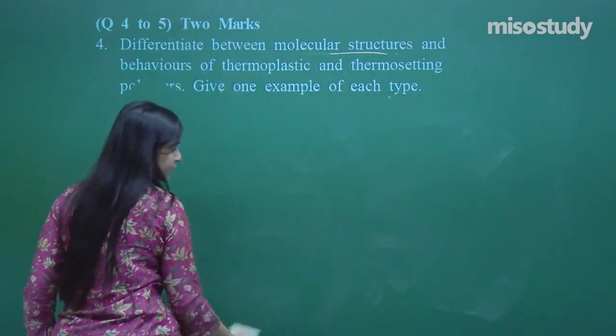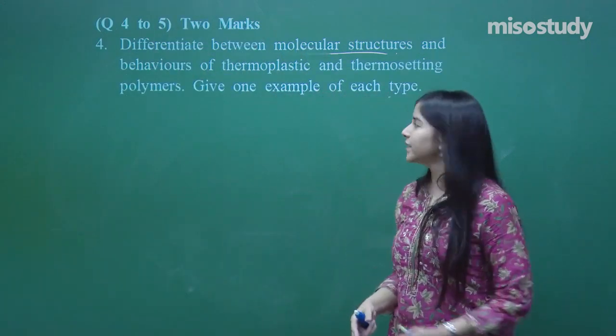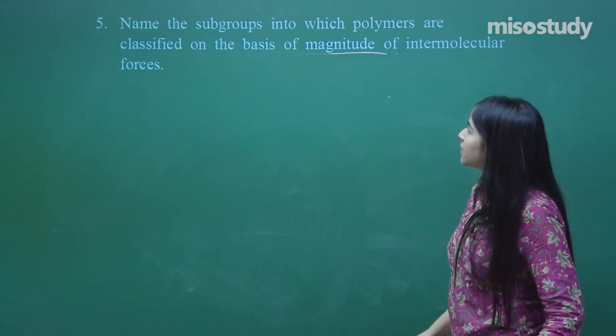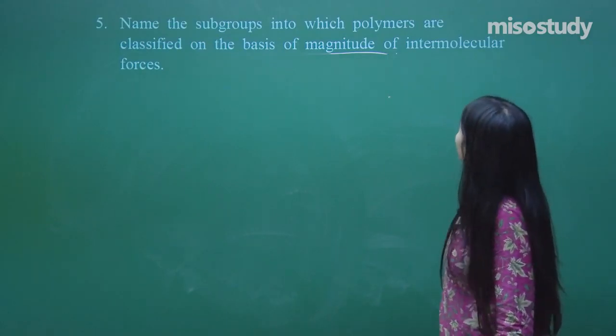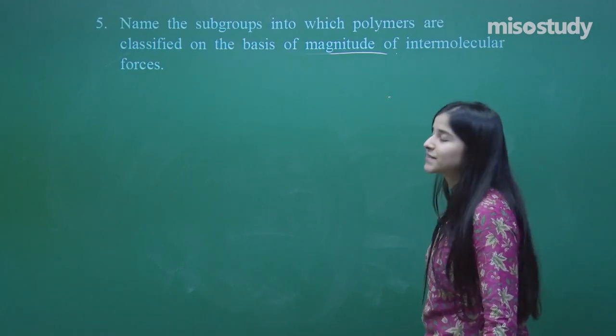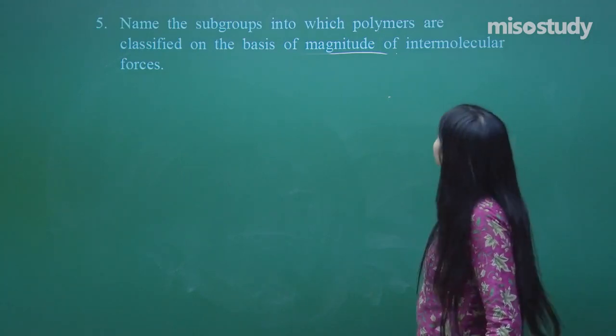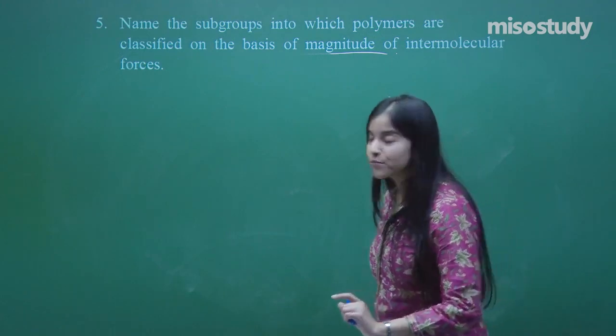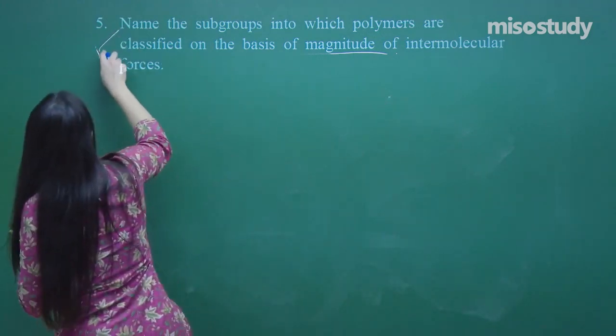So what do I have in the next question? Let's try to have the very next question. Question number 5, name the subgroups into which polymers are classified on the basis of magnitude of intermolecular forces. On the basis of intermolecular forces, I told you that this is a very important one. Again, mark this as important.